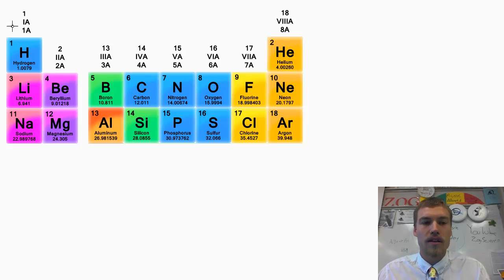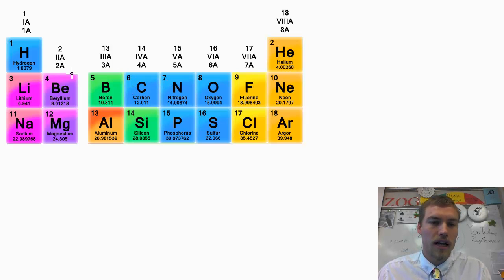The reason why I've done that is because for the A elements, this number right here corresponds with the number of valence electrons that they have. So if we take a look right here, we've got hydrogen. It is in group 1, so it has 1 valence electron. Beryllium and magnesium are both in group 2, so they have 2 valence electrons. Now, what is a valence electron?